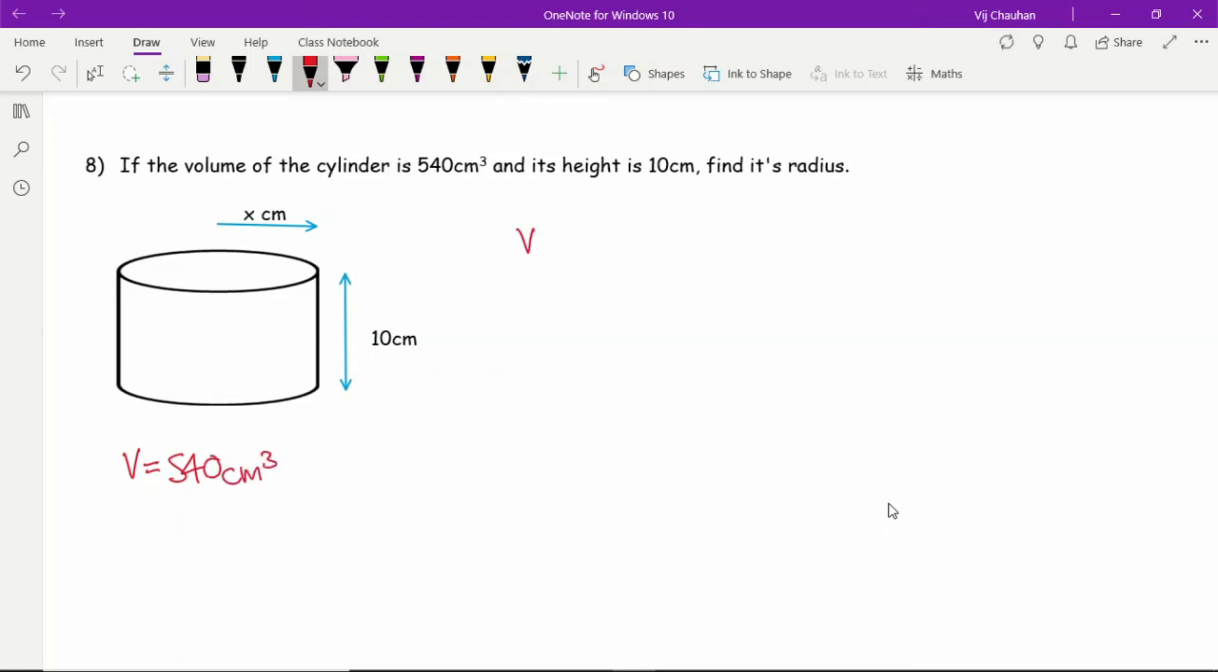So if I make a note of the formula, it is pi times r squared times h. In this, I know that the volume is 540, and pi is just a number, times the radius squared, which in this case is x, times the height, which is 10. Now I'm going to simply combine the pi and the 10 together, so I get 10 pi times x squared. Now, pi is just a number, it's just 3.14157.